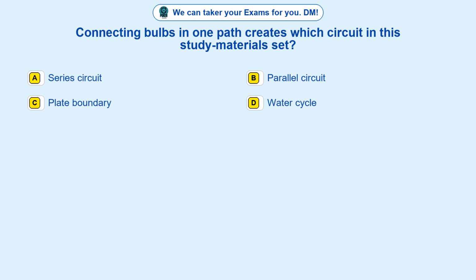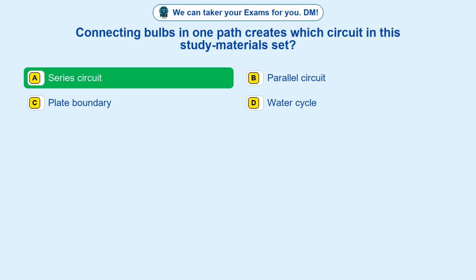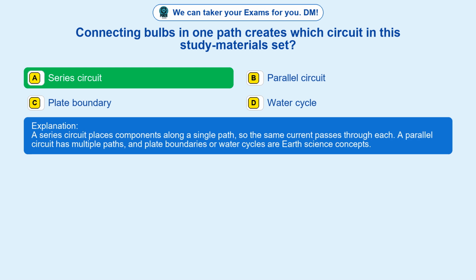Question 73. Connecting bulbs in one path creates which circuit in this study materials set? Option A, series circuit. Option B, parallel circuit. Option C, plate boundary. Option D, water cycle. The correct answer is option A. Series circuit. A series circuit places components along a single path, so the same current passes through each. A parallel circuit has multiple paths, and plate boundaries or water cycles are earth science concepts.